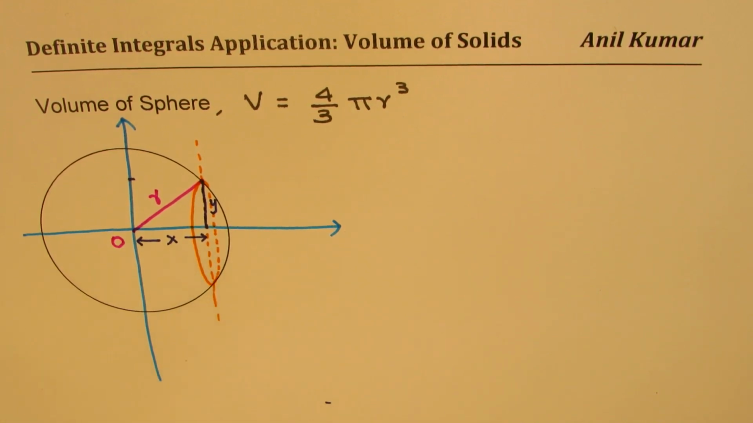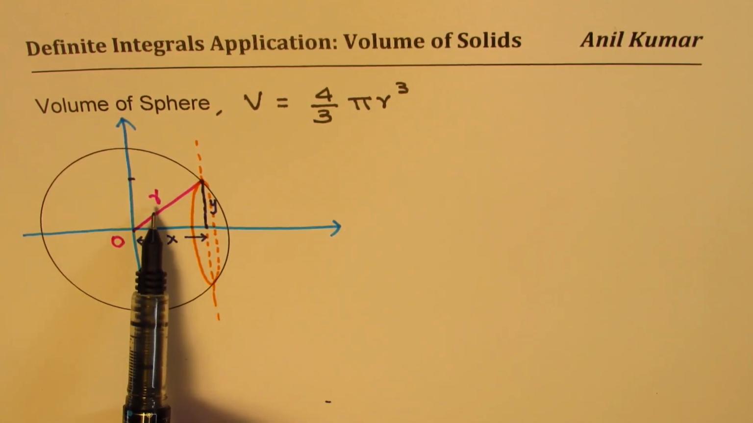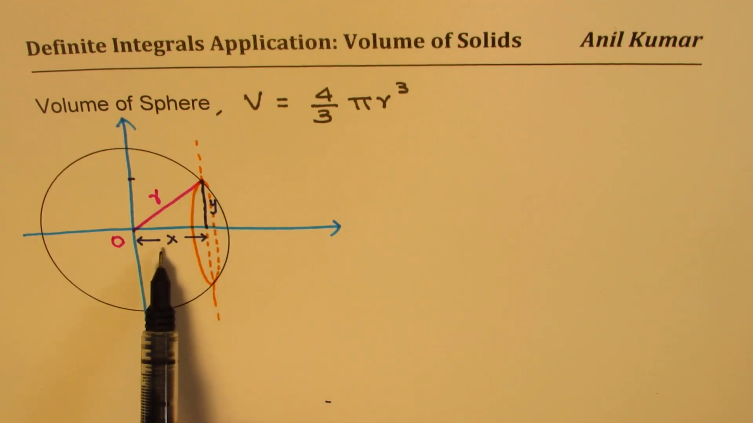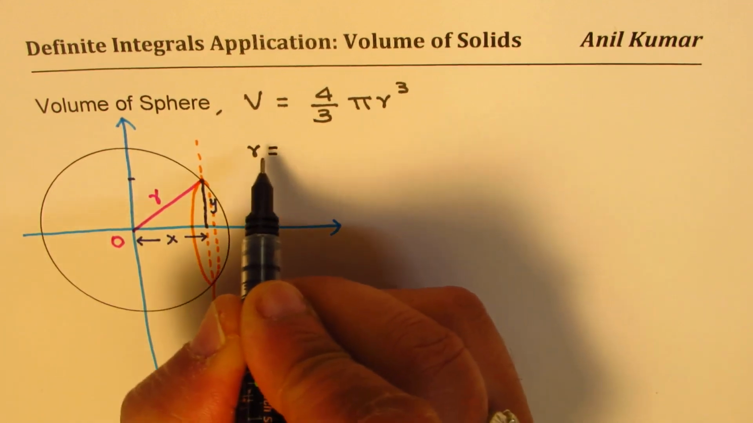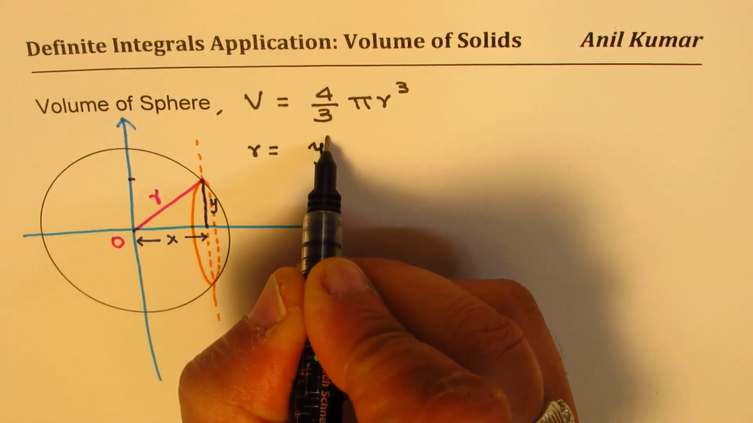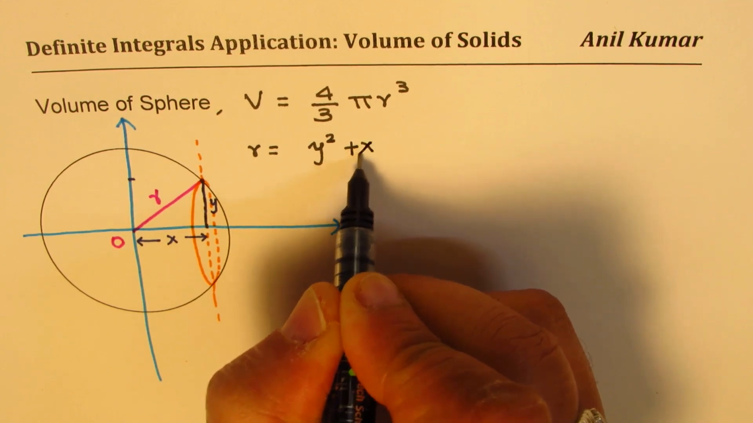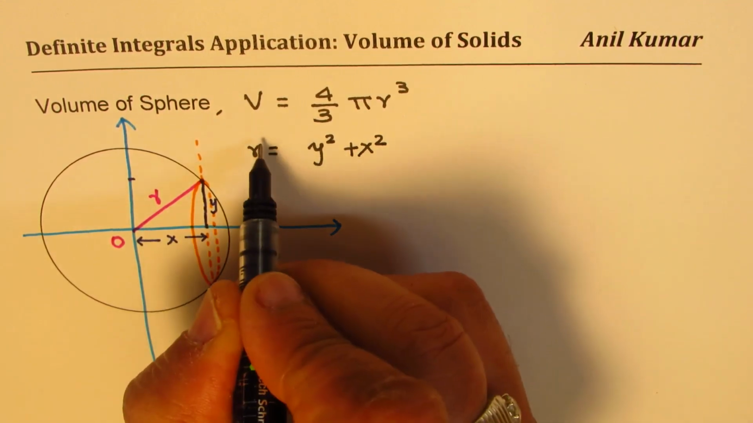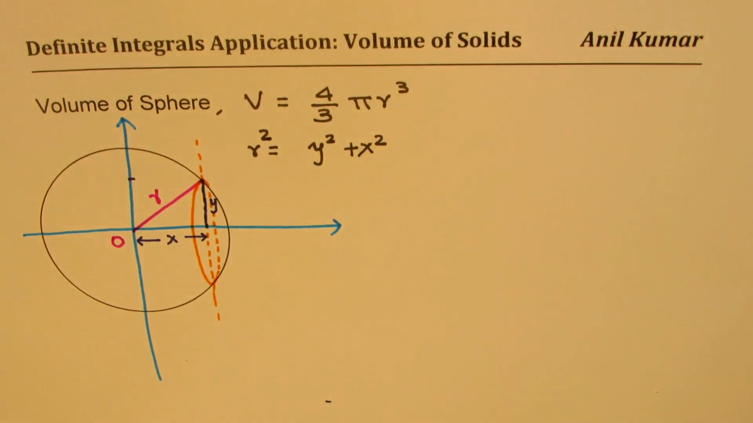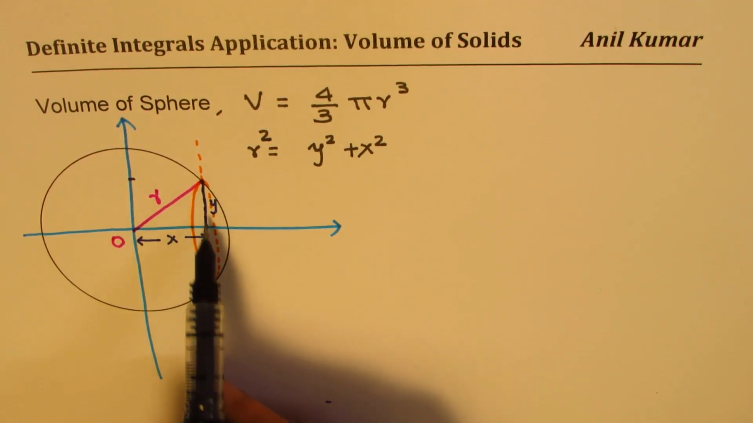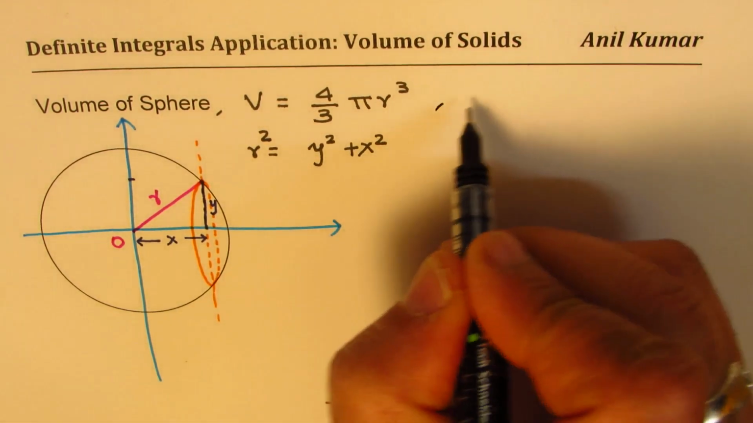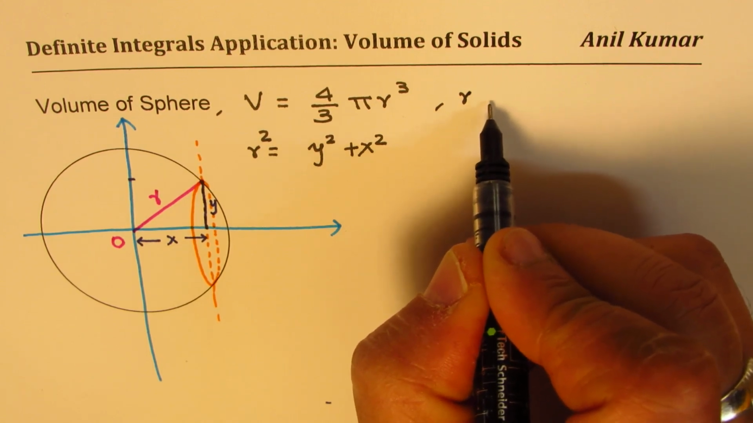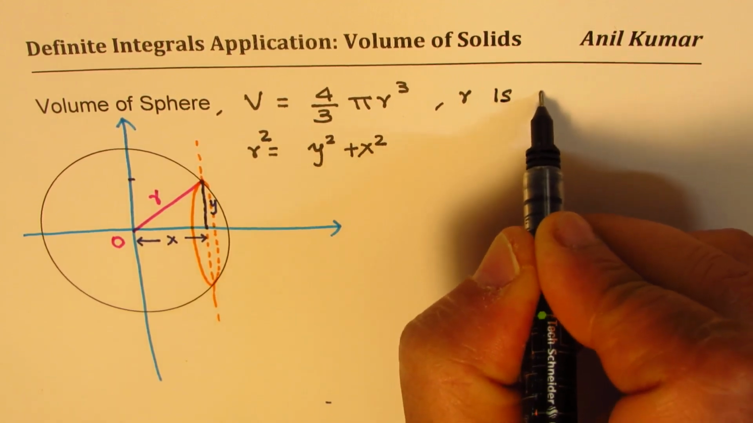So this distance from the center to the point where we have cut the slice is x. Now in this particular case, we can find a relation between radius r, y and x, correct? So from here we can say r square is equal to y square plus x square. Okay, so that relates r, x and y at any instance, where we know that r, which is the radius, is a constant.